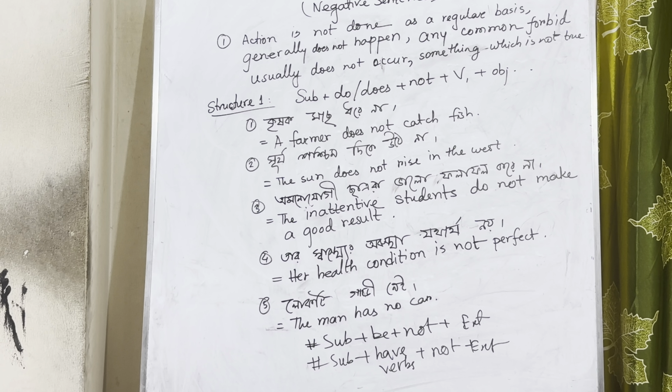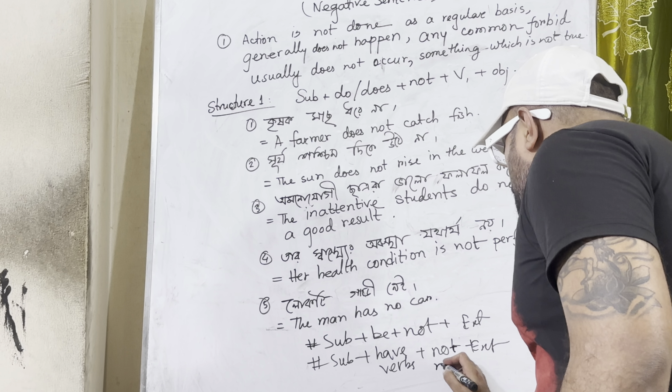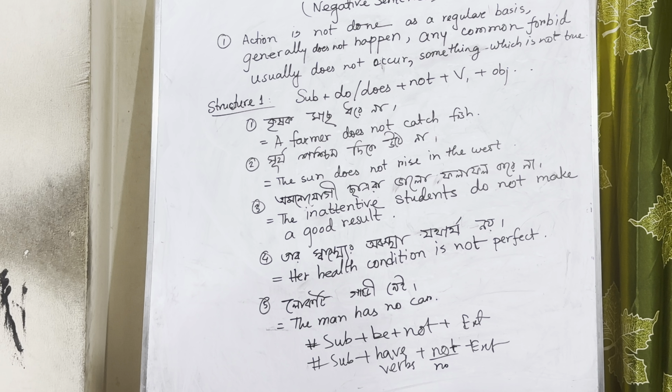So here you can see at the bottom of the whiteboard I have written 2 more structures. One: subject plus be plus not plus extension. The other: subject plus have verb plus not plus extension. Remember, here you can use another adverb, no, that can replace not, but it has some rules and regulations. I will try my best to discuss those things within this video.